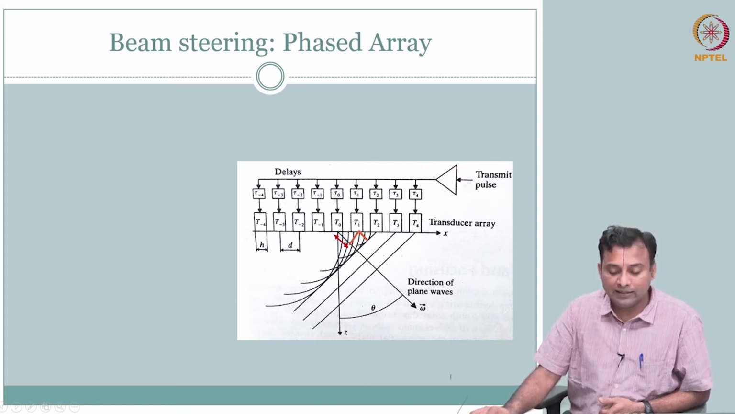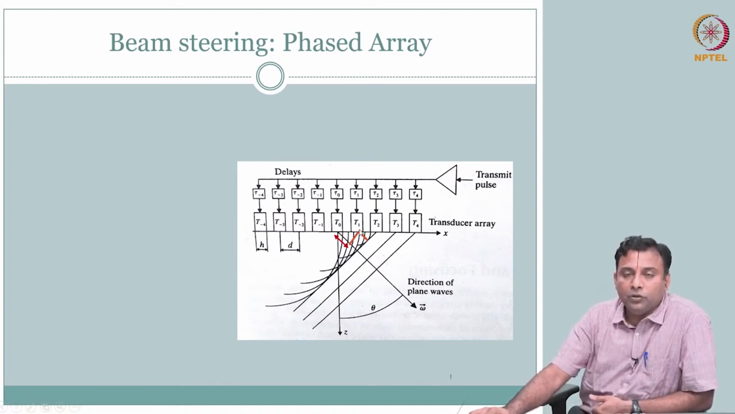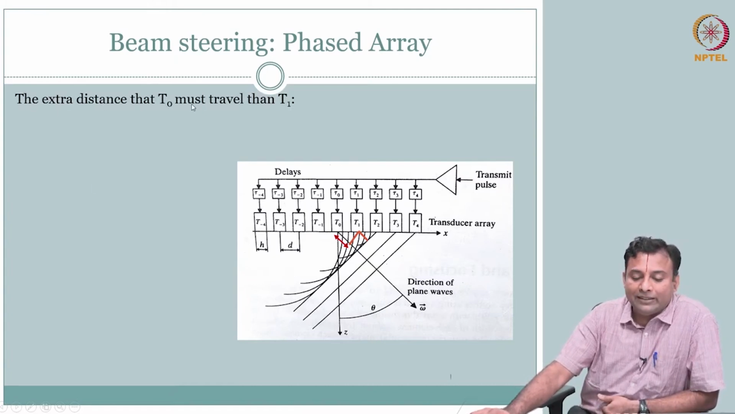So this is the extra distance, the extra path that has to be travelled by the wave from T0. Another way to look at it is that I will have to wait before exciting T1. I have to delay my T1 until the wave that is excited at T0 travels this distance. Then I have to excite this, correct? So let's write it down. Let's write down the extra distance that T0 must travel compared to T1, that is this guy.